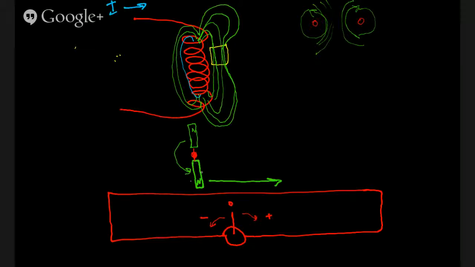Rotating. And then to increase the effect of our magnetic field on our conductor here, we can turn it into a coil. So we end up with more surface area exposed to the magnet. And that'll induce a current.